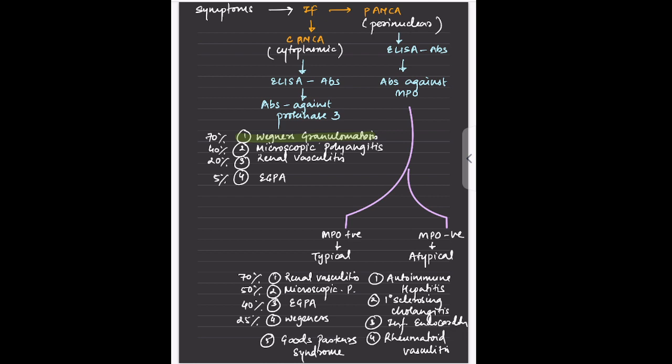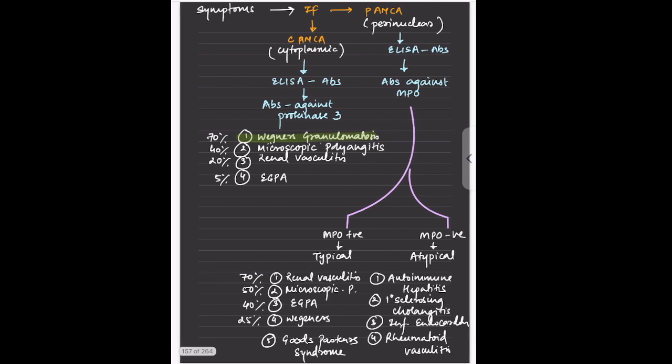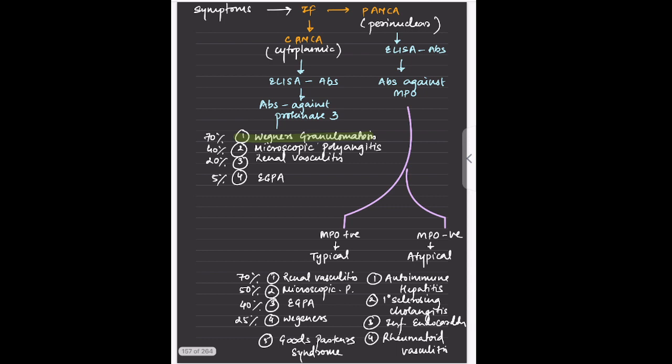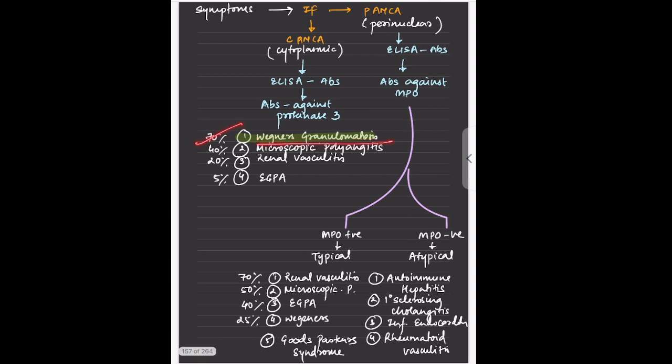medication but is not benefiting, then we do an immunofluorescence, and then we have P ANCA and C ANCA. Now, the patient may have a C ANCA, that is cytoplasmic ANCA, or a perinuclear ANCA, and ELISA will show the antibodies. Mostly, if the C ANCA is present, 70% of the time it is Wegener's granulomatosis. 40% can be microscopic polyangiitis, 20% renal vasculitis, and 5% can have EGPA.